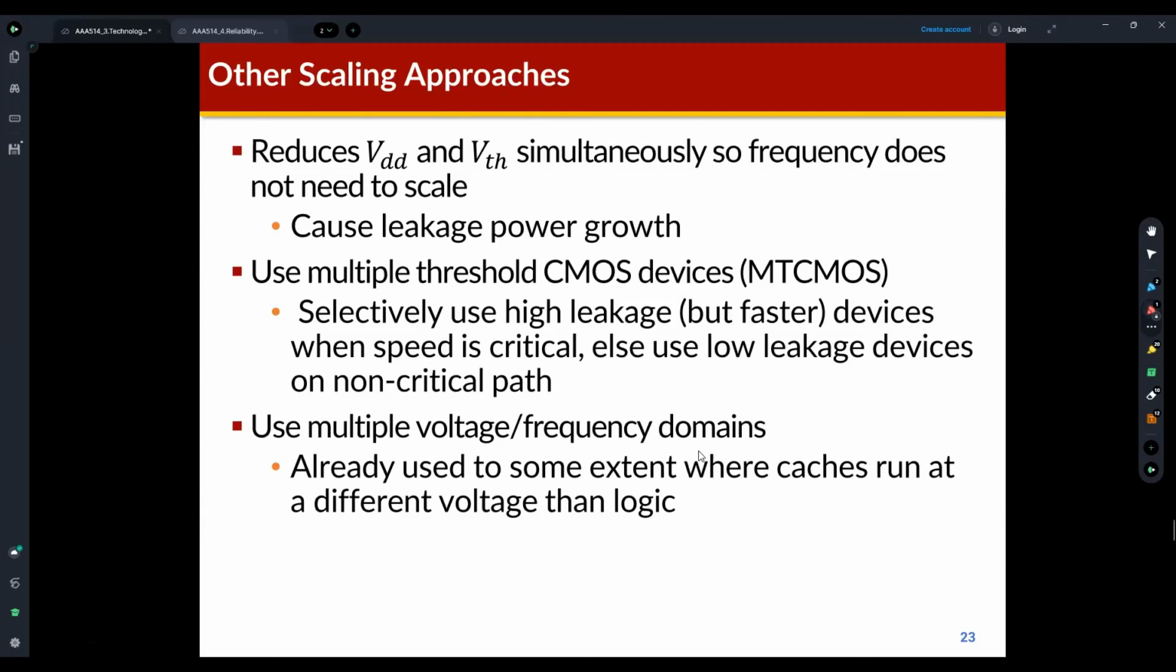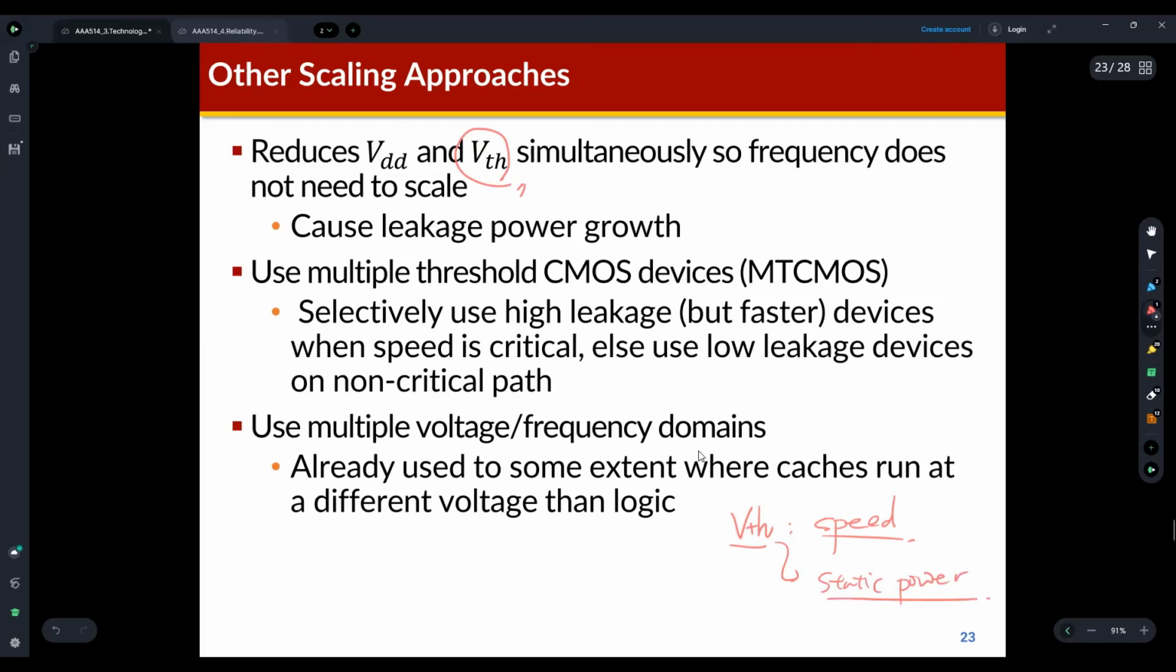And then other scaling approaches. So actually, we need to focus on the threshold voltage also. Why is threshold voltage important? Why is it critical? Because the threshold voltage determines the speed of a circuit also. VTH, the threshold voltage, also decides the amount of static power.